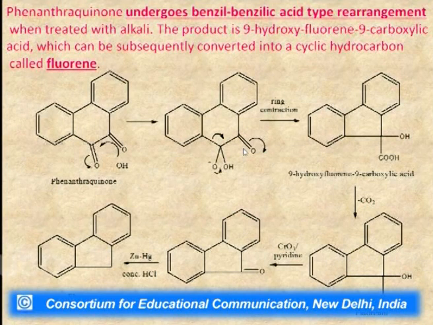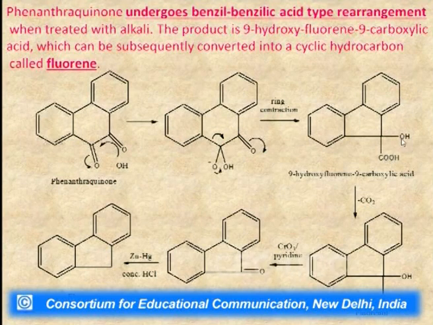in which it undergoes a benzylic acid type of rearrangement, and the medium ring, the centered ring, undergoes ring contraction. This 6-membered ring rearranges itself to form the 5-membered ring. This type of rearrangement is called benzylic acid type rearrangement. From this we get 9-hydroxyfluorene 9-carboxylic acid.